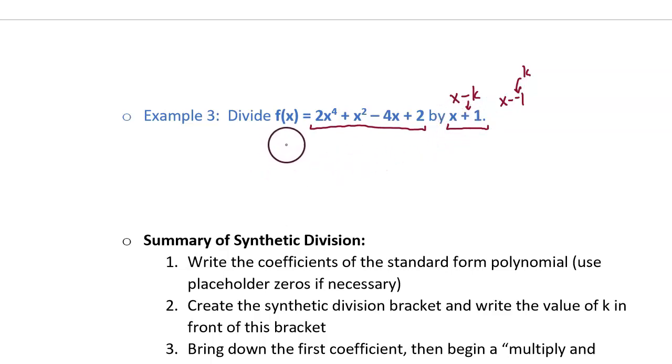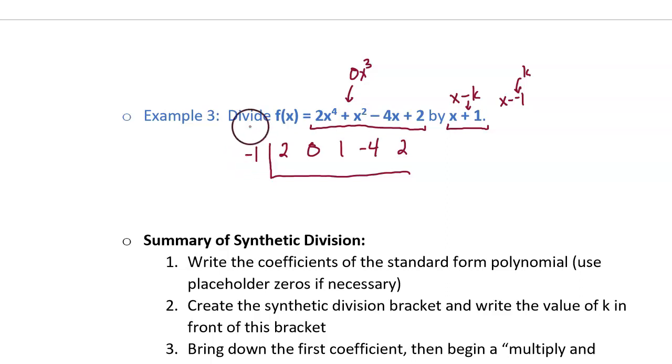Okay, let's list our coefficients. 2 from the x to the fourth, 0 from the x cubed, 1 from the x squared, -4 from the x, and then the 2. Notice the placeholder 0 to account for the x cubed. The 0 comes from right in here. It's like having a 0 x cubed in that position. Okay, now I'm going to make the bracket. And the number that's being divided in out front is -1.